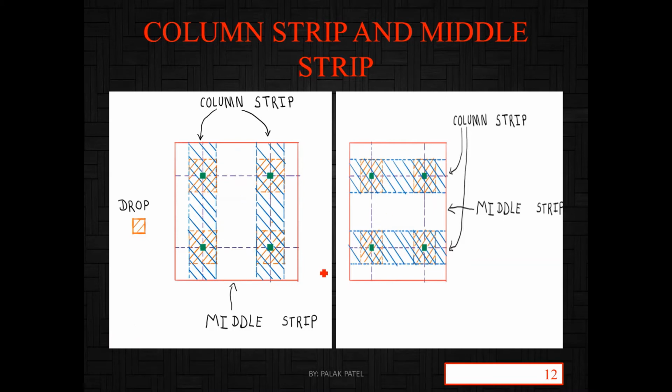So in flat slab design, we design the column strip differently and the middle strip differently, right? We design the column strip separately and the middle strip separately, right? Because the working load is different, the load transfer mechanism is different, so the design is changed.